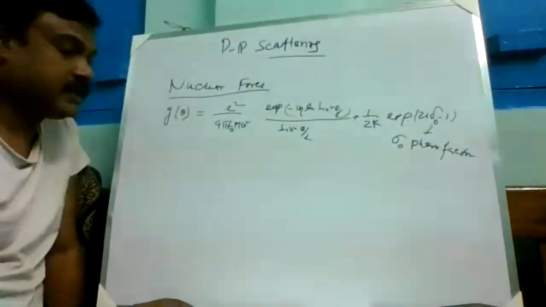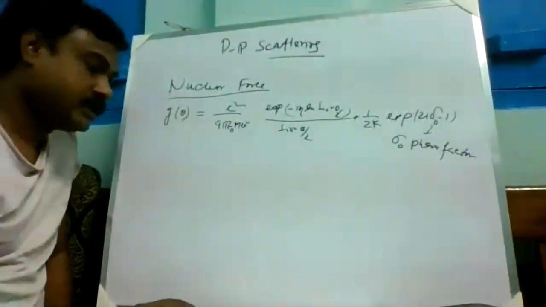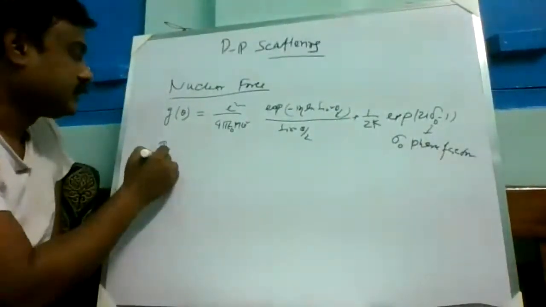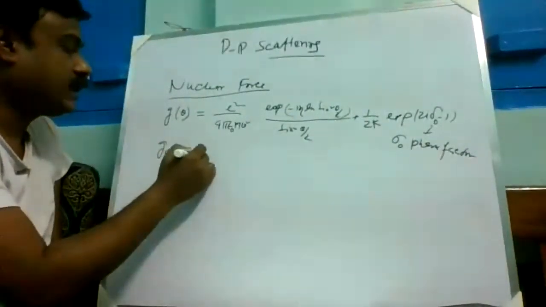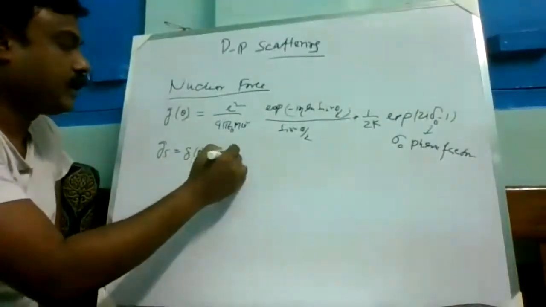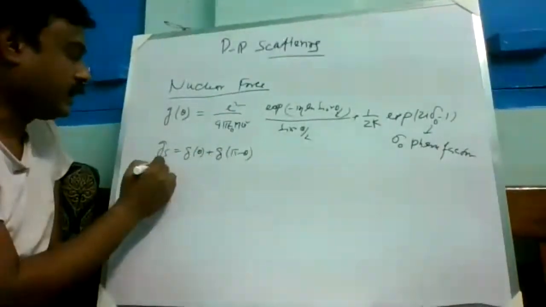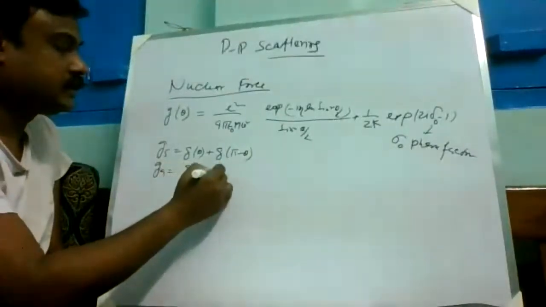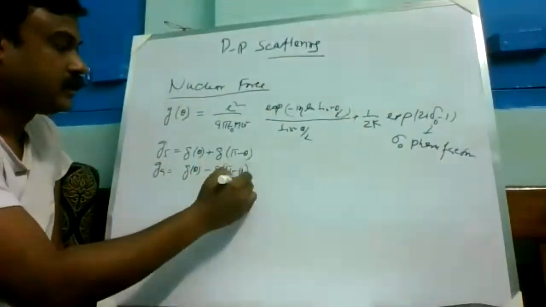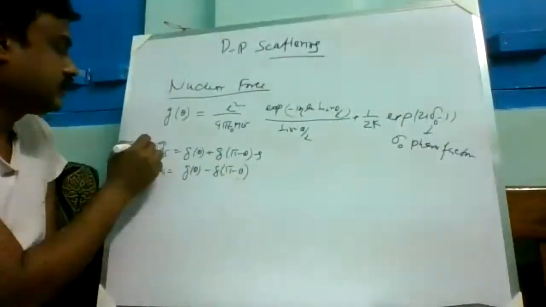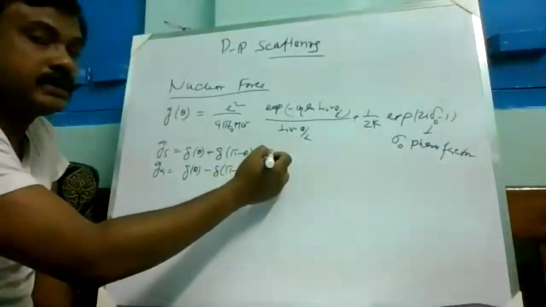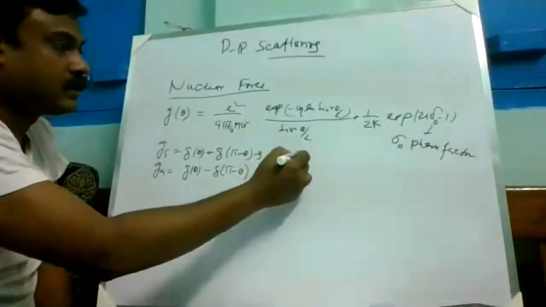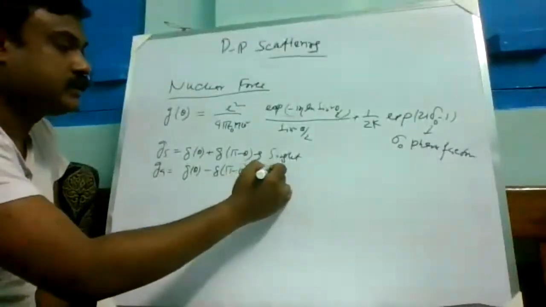Now, as in the previous case, we have to make the symmetrization and anti-symmetrization. Symmetric state will be g theta plus g pi minus theta, and anti-symmetric state will be equals to g theta minus g pi minus theta. So this symmetric one has to couple with singlet state, and this has to couple with triplet state.